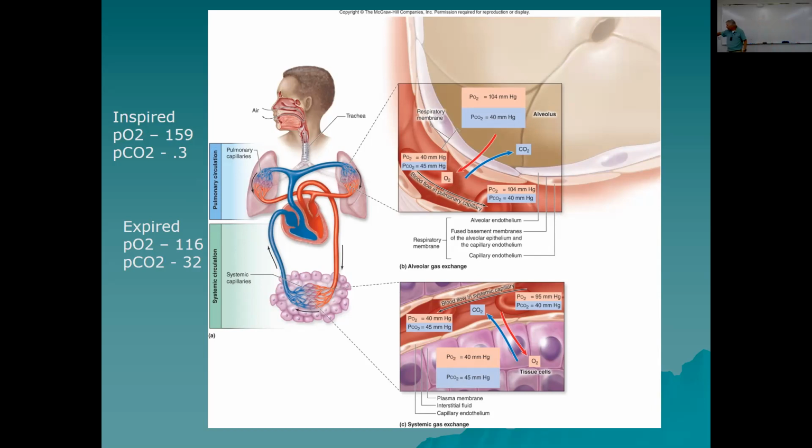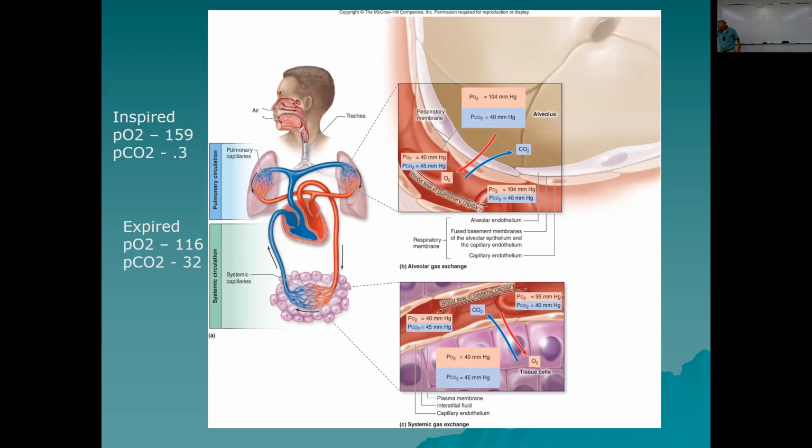Okay, when you get to the alveoli, what's the PO2? 104 millimeters of mercury. What's the PCO2? 40 millimeters of mercury in the alveolus. And again, why is that? Because the fresh air mixed with the dead space air. So we drop from 159 out here to 104 in the alveolus, and from 0.3 out here to 40 in the alveolus. Okay.